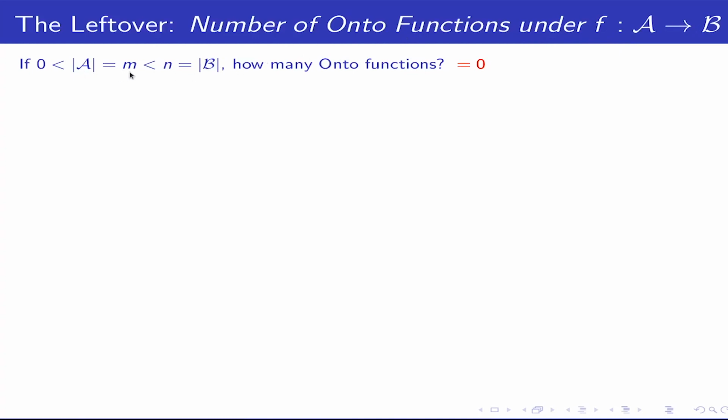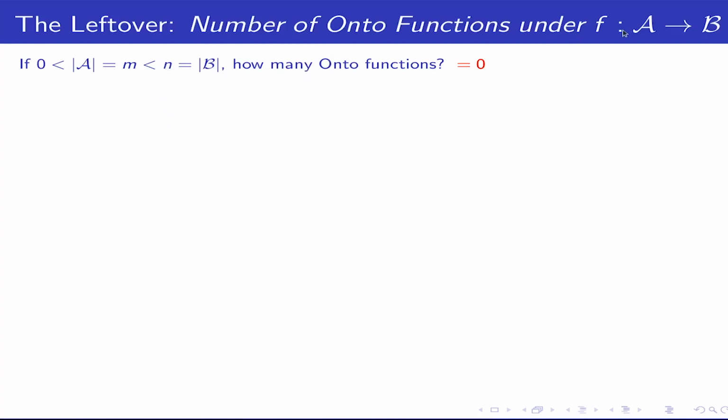So tell me, if the size of set A is M, if the size of set B is N, and if M is less than N, can we get any onto functions? Though I give you the results in red, please think alongside with me. I think not, because the number of elements in B are more, right?